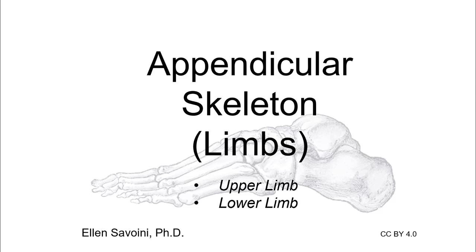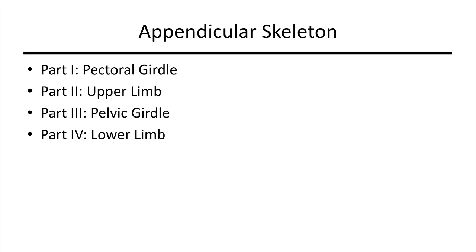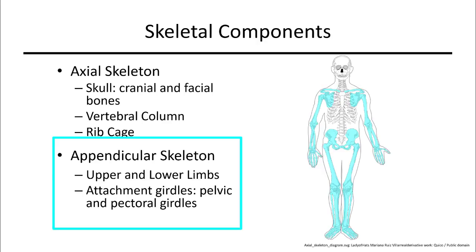Now we'll discuss the appendicular skeleton. There are 4 parts. We'll talk about how the upper limb attaches to the axial skeleton. That's via the pectoral girdle. Then we'll go into details about the upper limb. Then the lower limb's attachment, the pelvic girdle, to the axial skeleton. And then we'll continue with the lower limb.